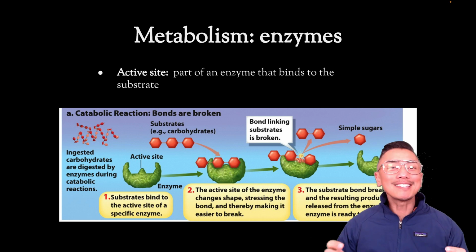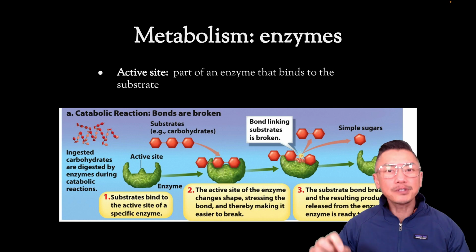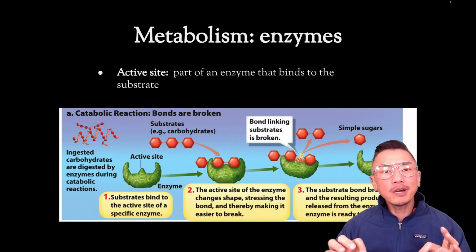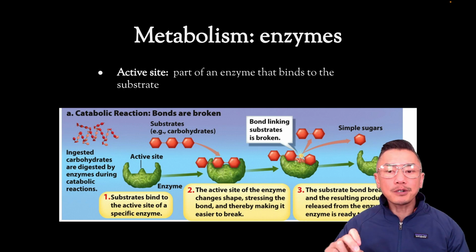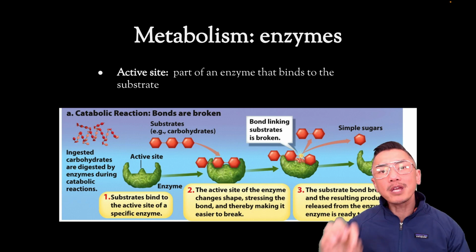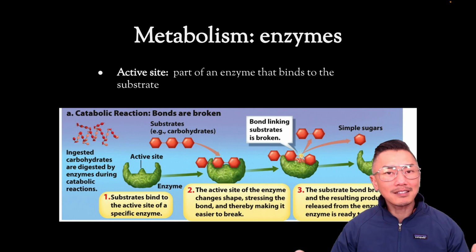Every enzyme has an active site. This is the part of an enzyme that binds to the target molecule, called the substrate. For example, if an enzyme breaks down table sugar, or sucrose, then sucrose would be considered the substrate and would have a location on the enzyme that it binds to, called the active site.